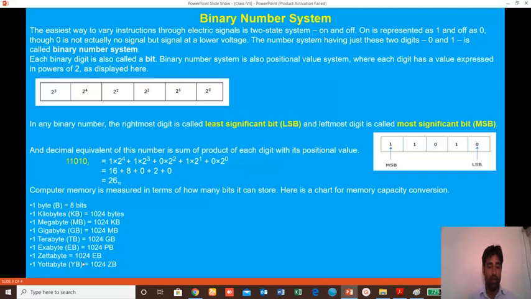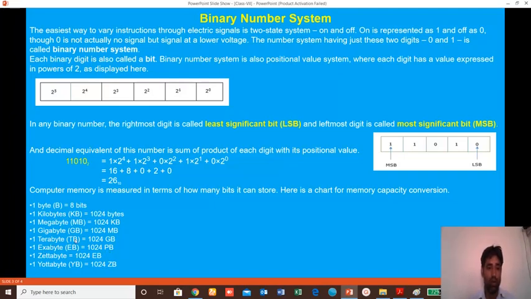A list is given here where we can see the relationship between different memory units. The smallest memory unit is the bit. 8 bits give you 1 byte, while 1024 bytes make 1 kilobyte, and 1024 kilobytes make 1 megabyte. Then 1024 megabytes give you 1 gigabyte. 1024 gigabytes is equivalent to 1 terabyte, known as 1 TB.